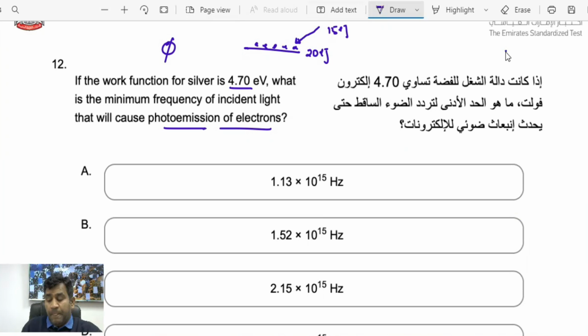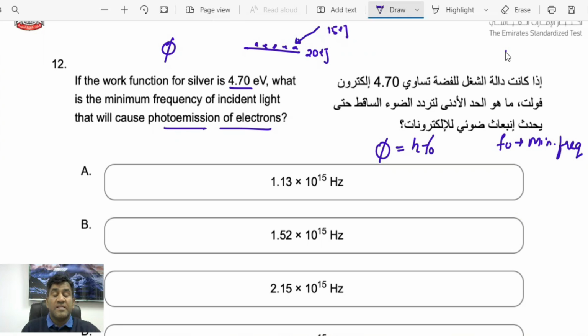Now, this is a formula-based question. Let me tell you how the work function and the frequency are related. The work function, the minimum amount of energy, we can write as h times f0. f0 represents the minimum frequency of the incident light. If the light has a lower frequency than that, the electron will not be ejected. So the question is to solve for f0. So f0 can be written as phi divided by h.